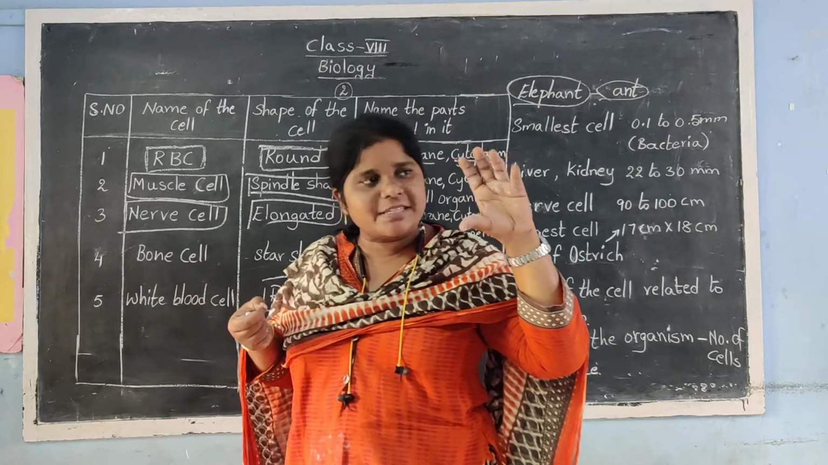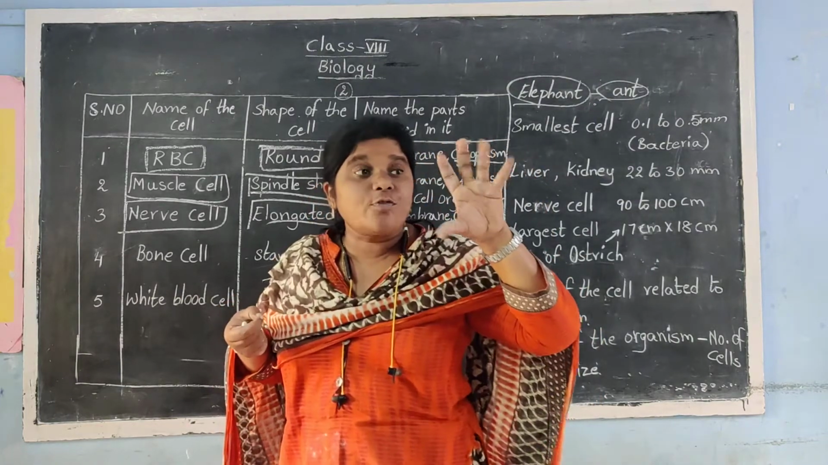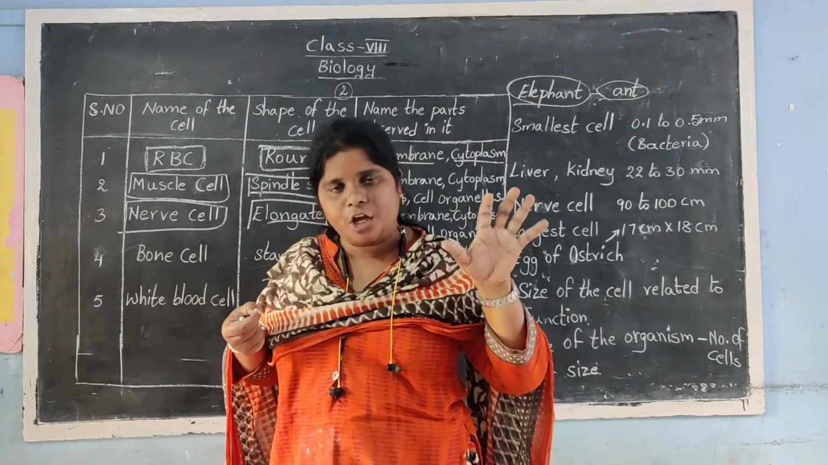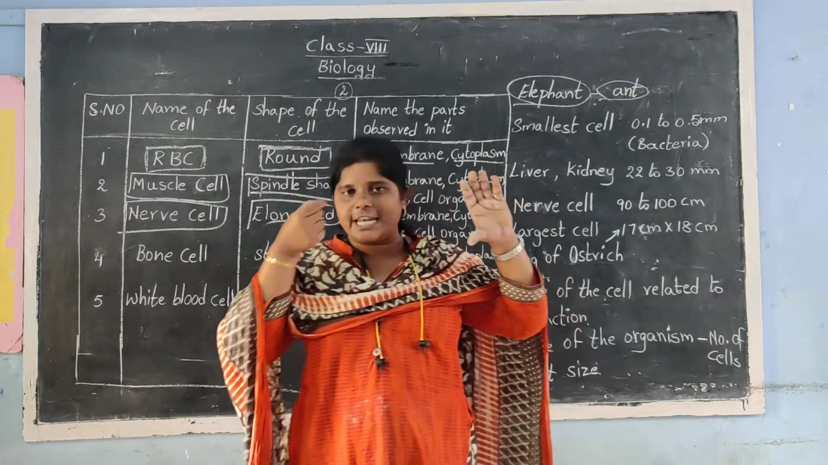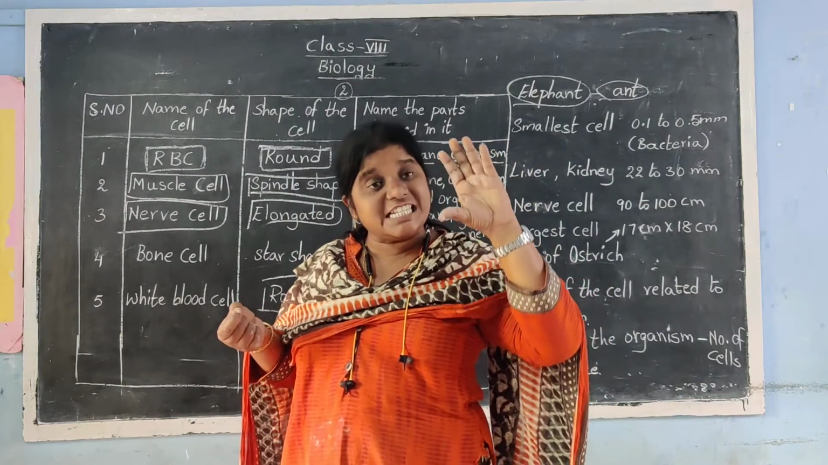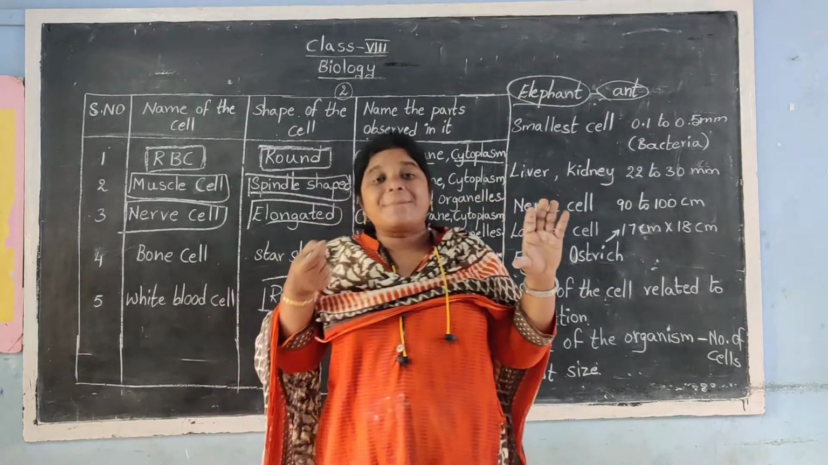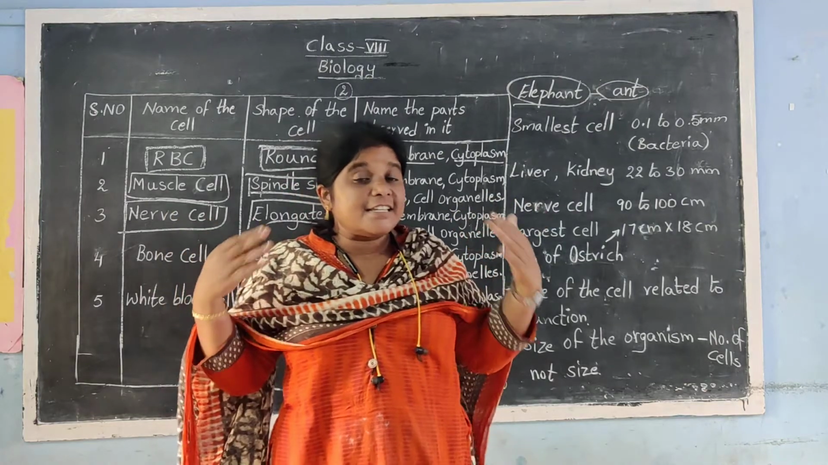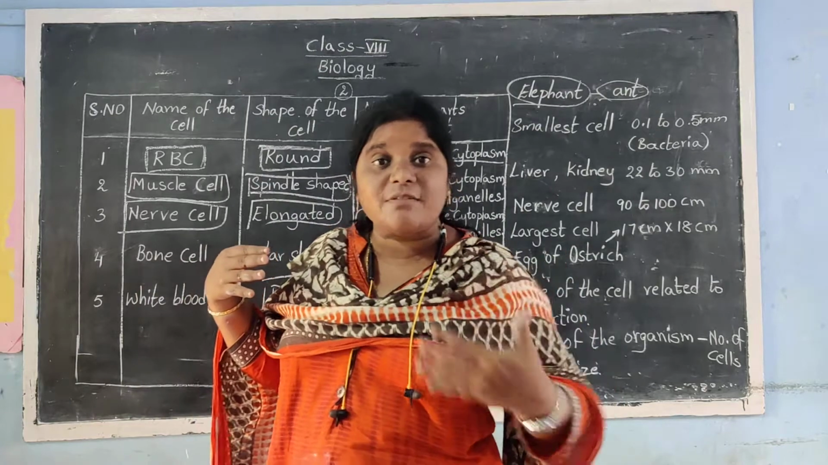How many cells are present in this elephant, or what is the size of the cell present in the elephant? I hope you got my point. Once again I will repeat. You take an elephant, you take an ant. What will be the size of cells present in the elephant? What will be the size of the cell present in the ant? Just think innovatively with an intellectual mind.